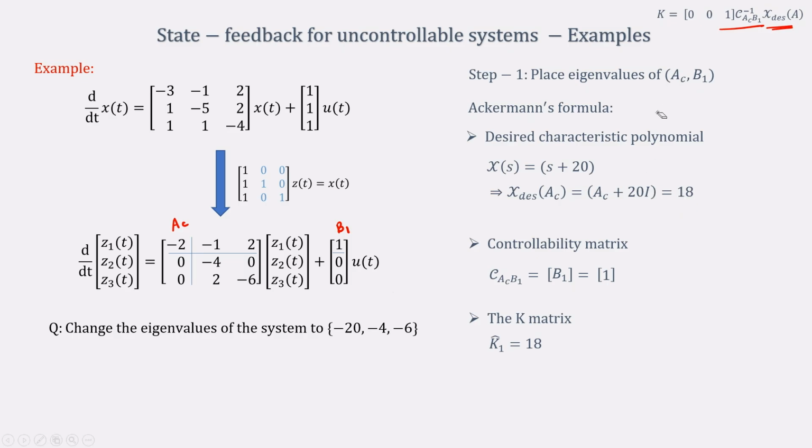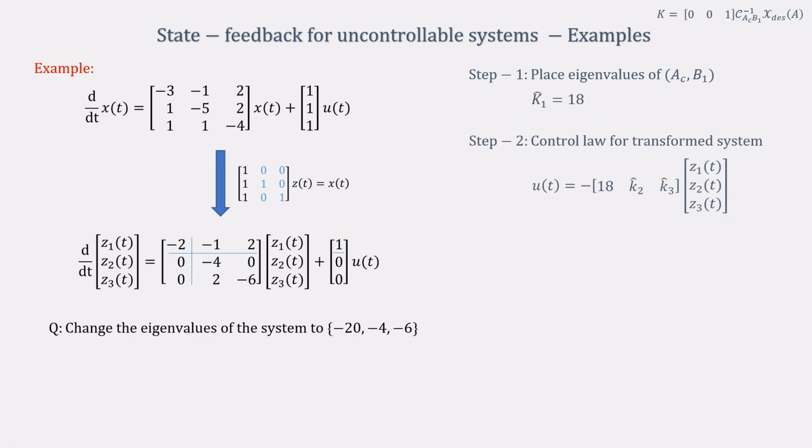Once you have k1 hat, remember one thing: what is our control law like? Our control law is this, in terms of z. So, this is a 1 cross 3 matrix. What we have found is a 1 cross 1 matrix. So, we have basically found one element, and we have to add something so that it becomes a 1 cross 3 matrix. We will see how to write that now.